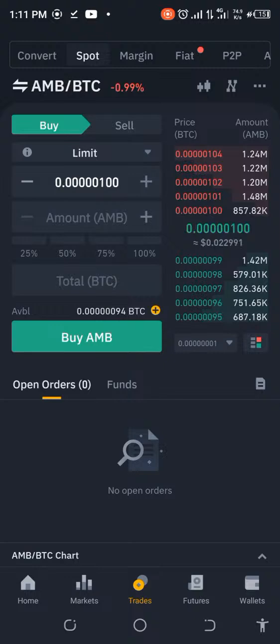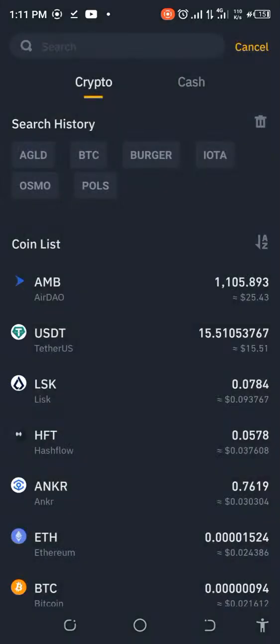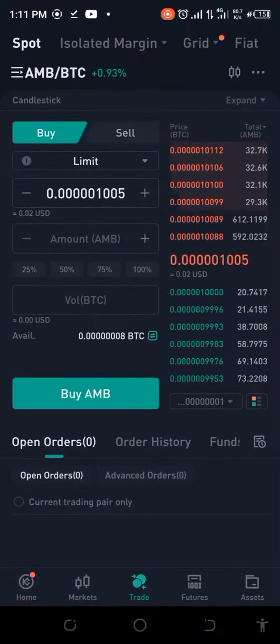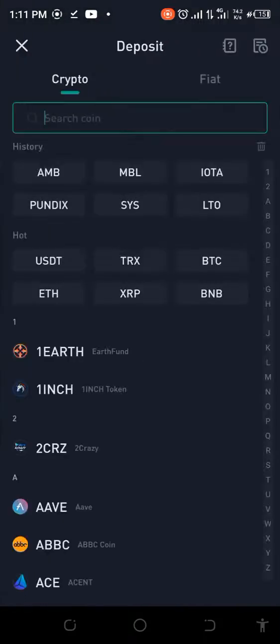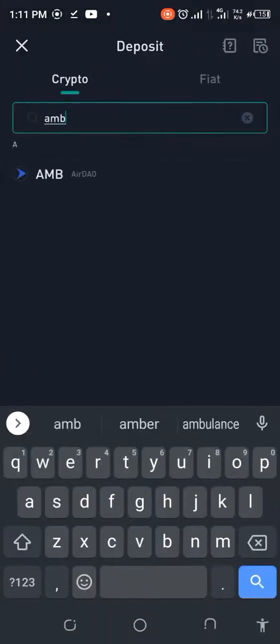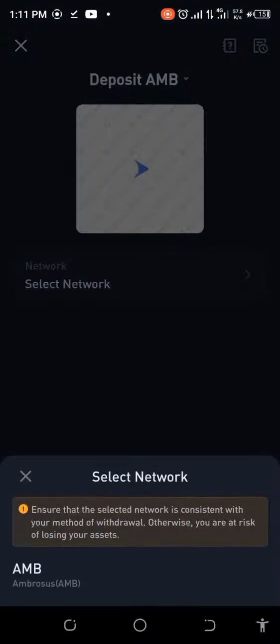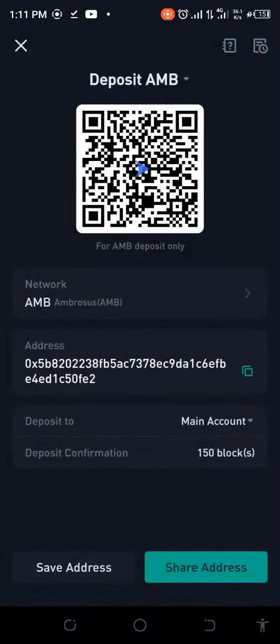Okay, so what we're going to do is go to withdraw. Okay, and once we've gone to withdraw, we're just going to get the deposit address from KuCoin. So what's the deposit address? Let's go there, deposit, and we put the AMB there. Then we'll copy it. Yeah, that's it. We're just going to have to copy the address. We have everything there. You just see it's AMB.